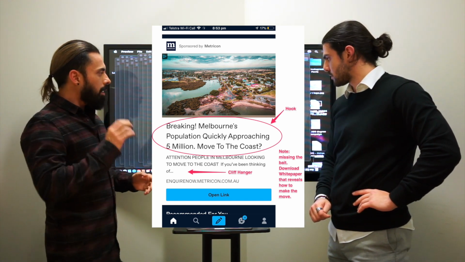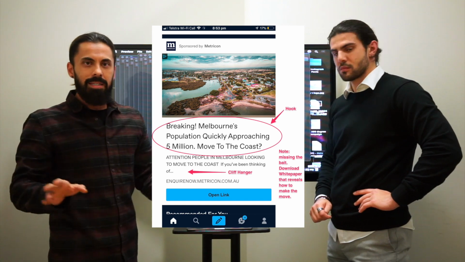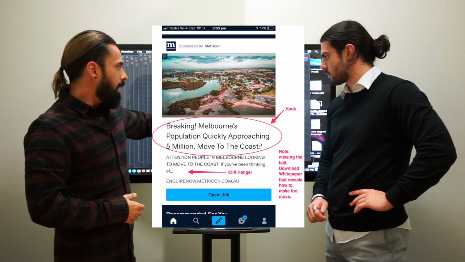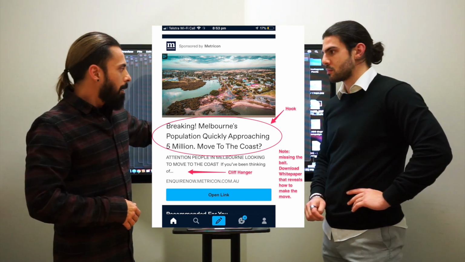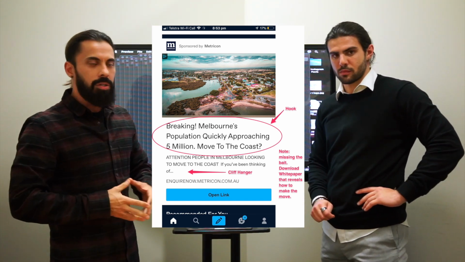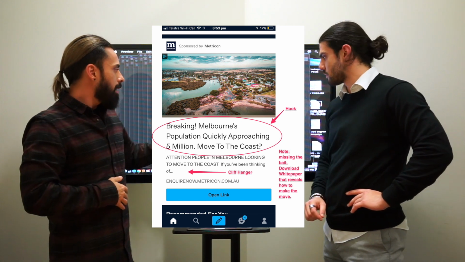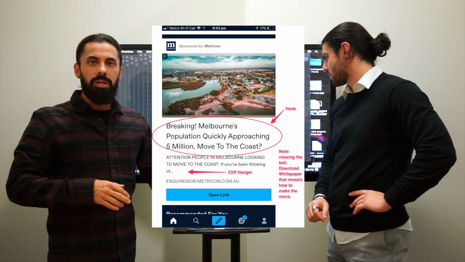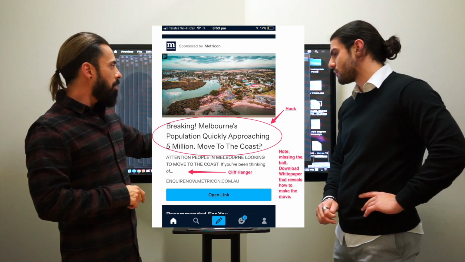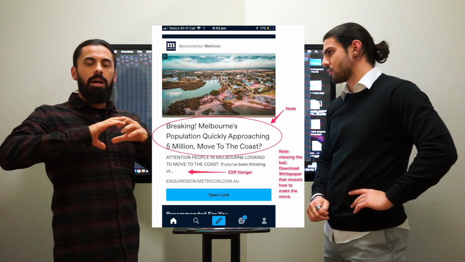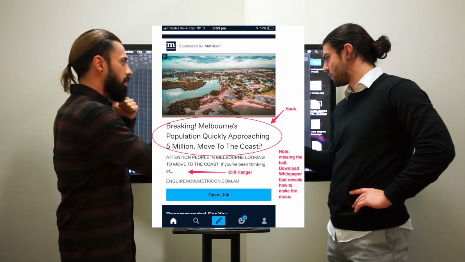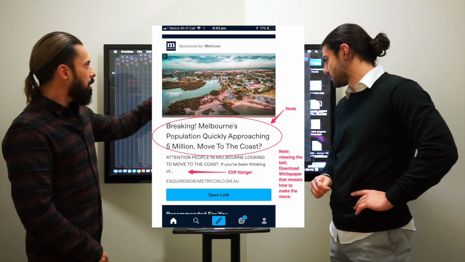When you look at this, you think, okay, breaking news. Anything that's breaking news, or trying to alert you to something, is going to stop you in your tracks, because you're already conditioned by watching the news that anytime breaking news happens, we need to listen, we need to pay attention. So this is great. Then it's telling you, pay attention if you are aware of this population issue. We're approaching 5 million, it's oversaturated Melbourne. If you're thinking about moving, then move to the coast. So let's go to the one we just audited.